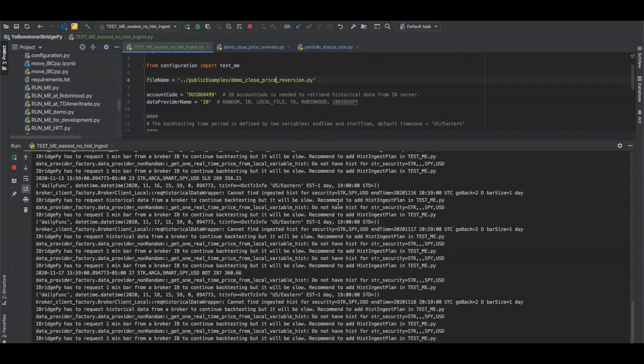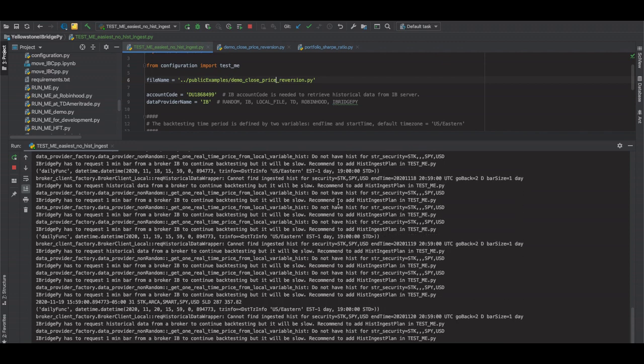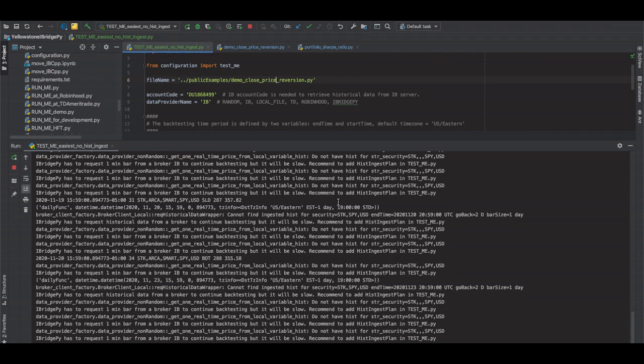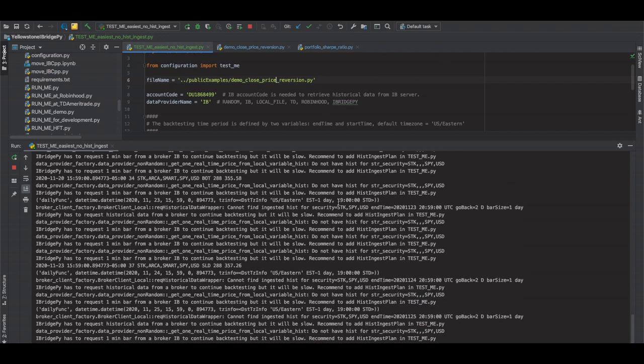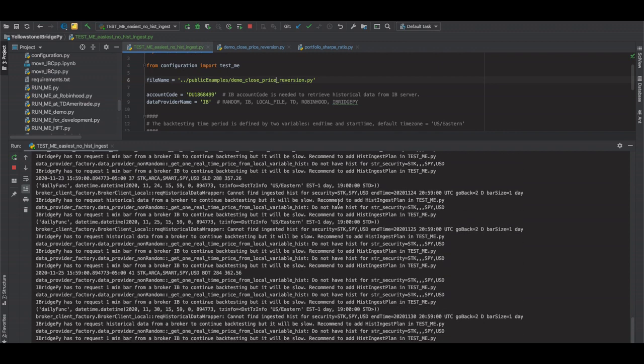The hist ingestion plan is to tell what kind of historical data you need in your strategy. Because you are the trader, you know what kind of historical data you need. So you are the best people to input it into Backtester. But it's a little bit complicated if you don't know what to do, so we define this easiest no hist ingestion. You don't need to do that.